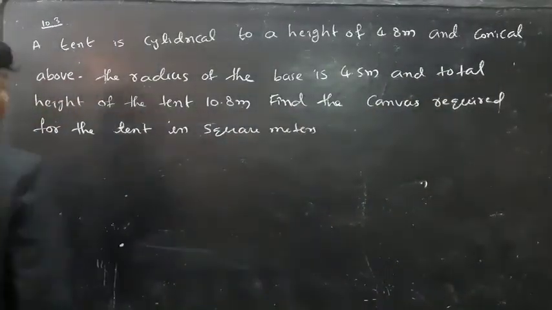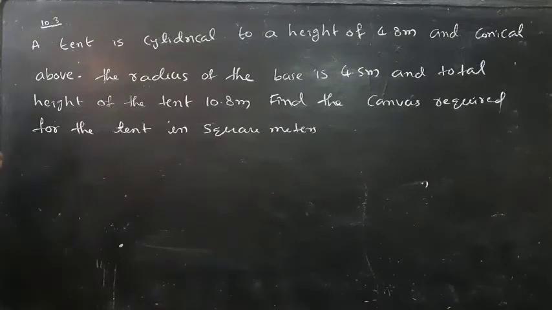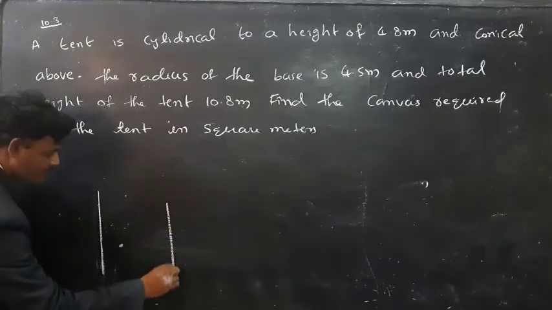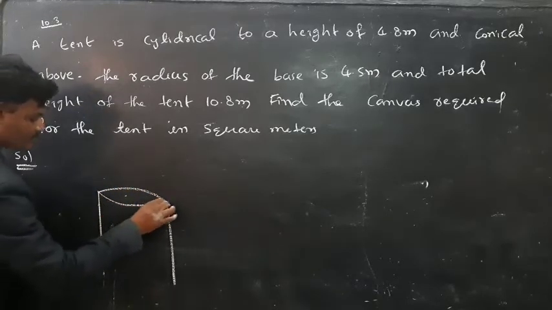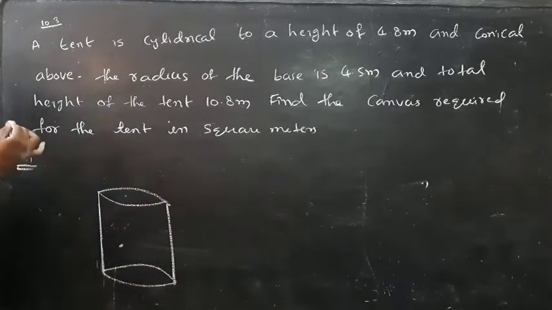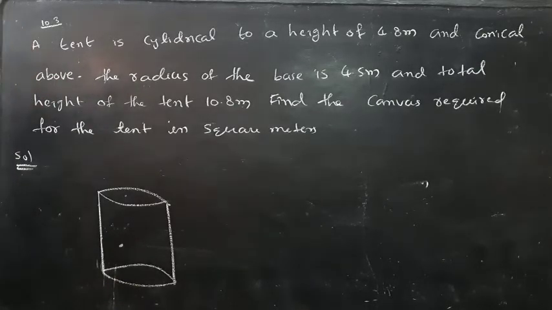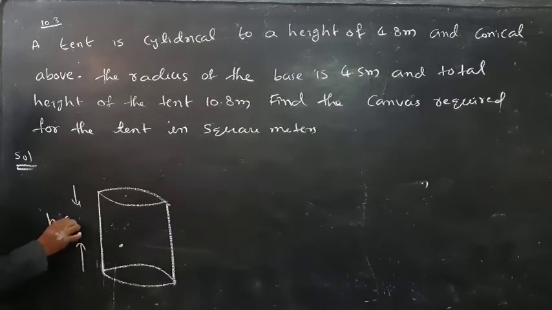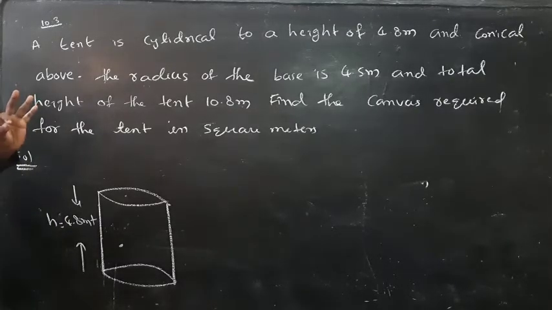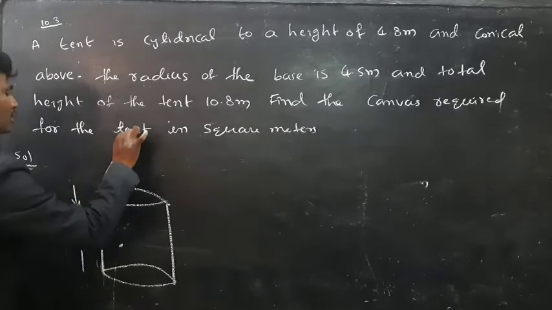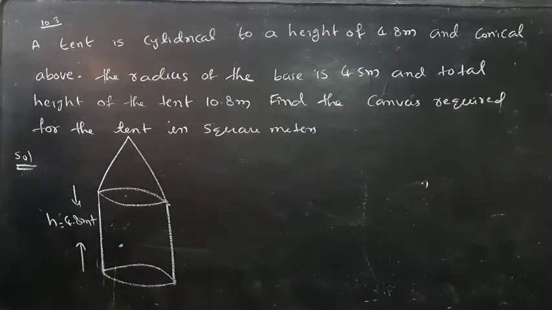Here, 9th class students, another important question. First, you have to understand this question. A tent is cylindrical to a height of 4.8 meters. So what is the height of the cylinder? H is equal to 4.8 meters. So the height of the cylinder is nothing but 4.8 meters, and a conical part above it. So on the cylinder is one cone, and the radius of the base is 4.5 meters.